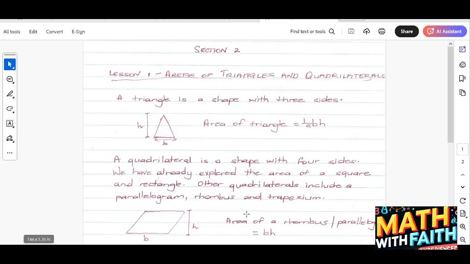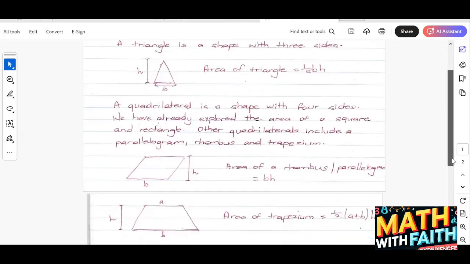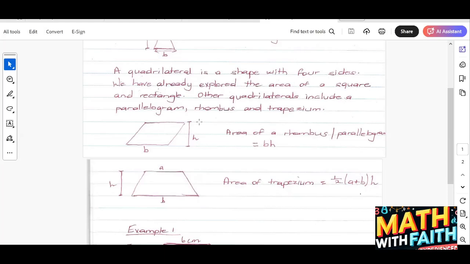So other quadrilaterals include a parallelogram, which is a kind of slanted rectangle, a rhombus, which is a kind of slanted square, and a trapezium, which has only one pair of parallel lines, and they are not necessarily equal. They aren't equal, as a matter of fact, right? So this is a rhombus, or it could be a parallelogram, given that the sides don't look so equal.